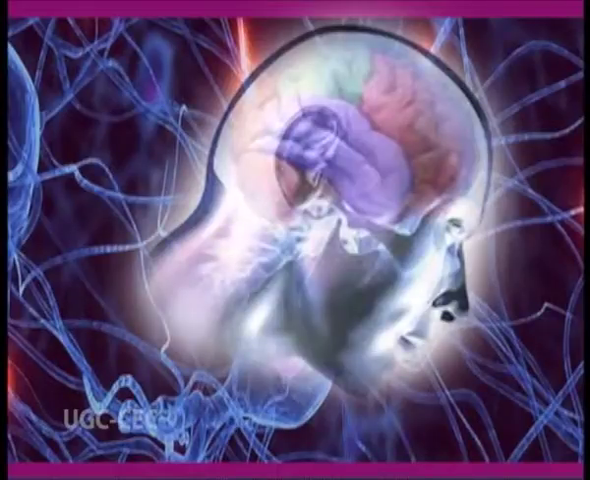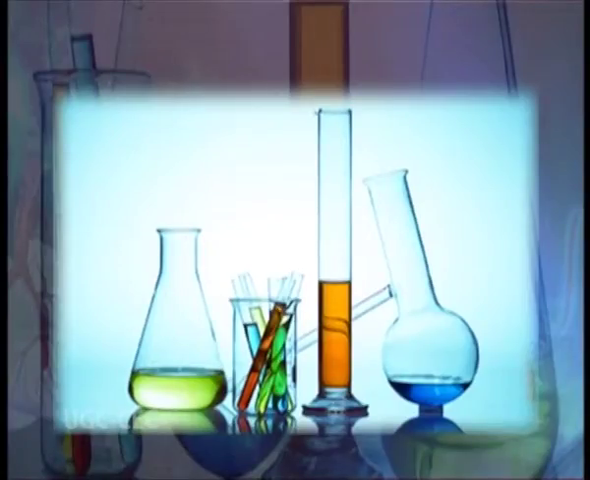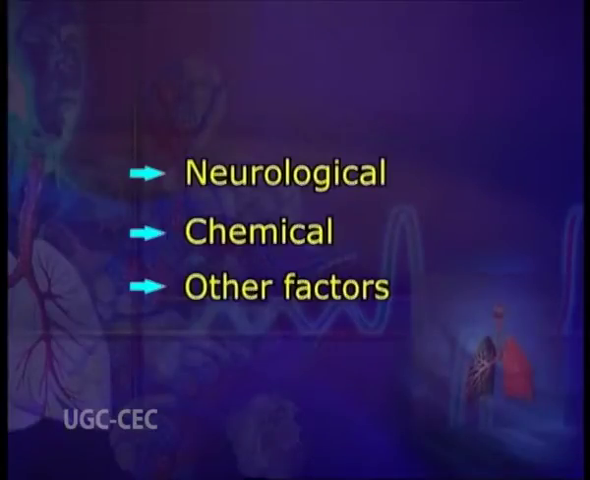This mechanism depends on the regulation of ventilation through the interaction of neurological and chemical control mechanisms. This respiration mechanism is controlled by various factors like neurological, chemical and other factors. All these factors are interconnected with each other directly or indirectly. Let us see all the factors in detail.